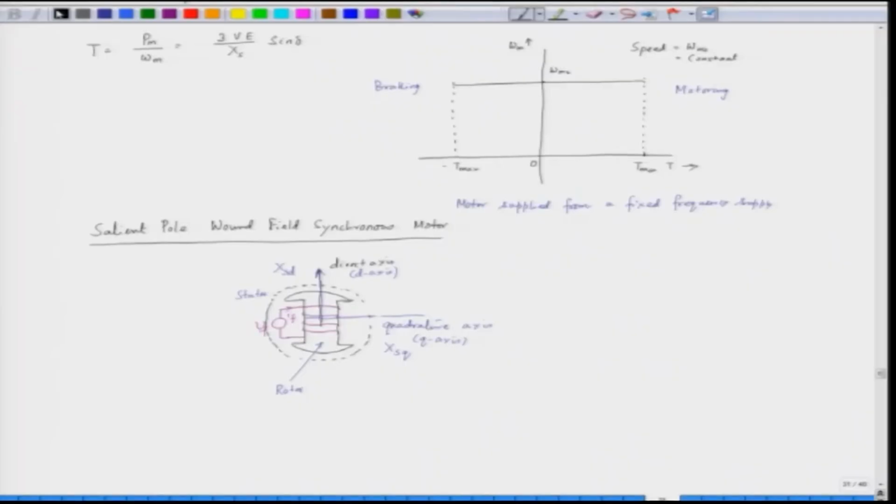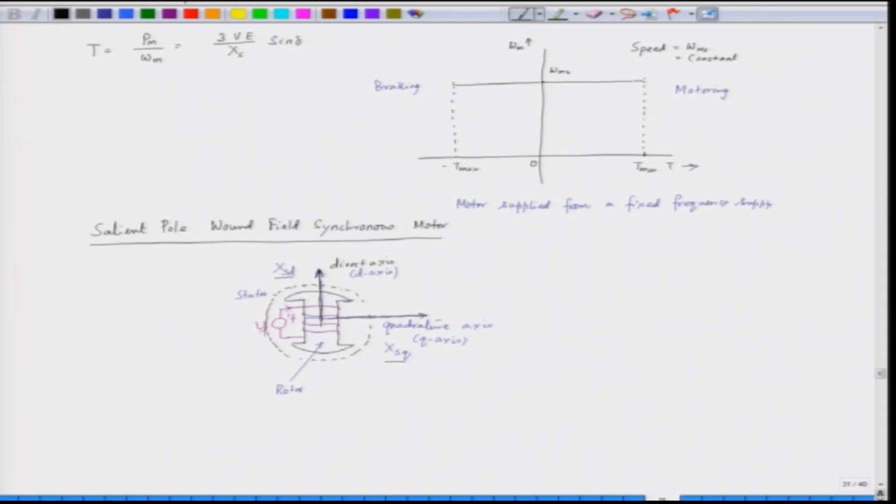So, here we have two synchronous reactances. This is our d axis or the direct axis, so the synchronous reactance is x s d, and this one is the quadrature axis, q axis, and the synchronous reactance here is x s q. So, we have to draw the phasor diagram for a salient pole synchronous motor.